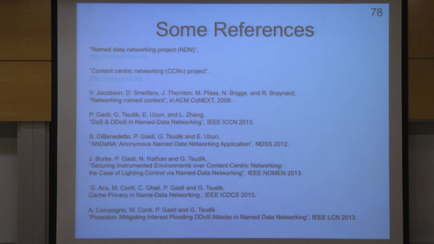Here are a couple of references. This is a bit egotistical or self-centric. There are a few other results that I forgot to mention on this list that deal with various aspects of this architecture. The general NDN project overview can be found on the web. There's a big website on it. The third item is the basic architecture explained. And the last five papers listed here are essentially what I talked about today in the context of security and privacy. Okay, so unless there are further questions, I'll move on.